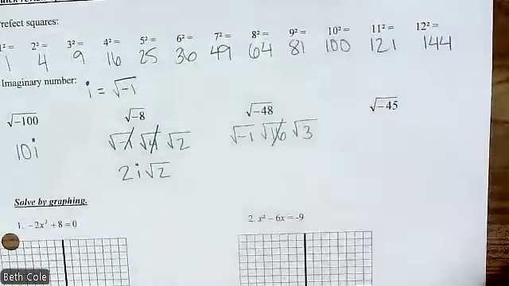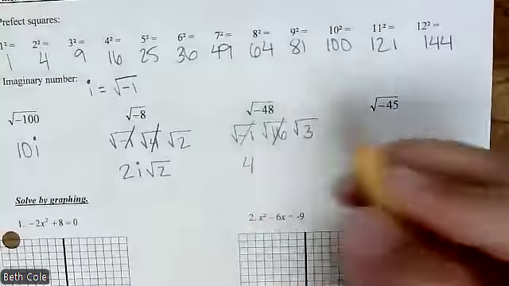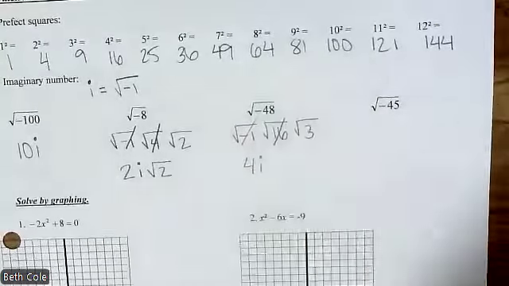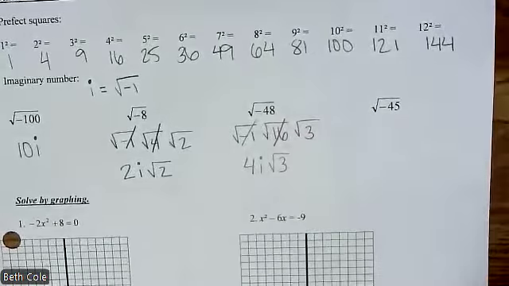All right, what is your square root of 16? That's kind of the whole point. It was 4. And then the -1 part is the imaginary part, so that's i. And then square root of 3 is sort of just left over.